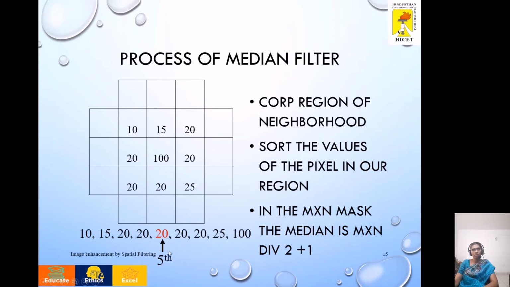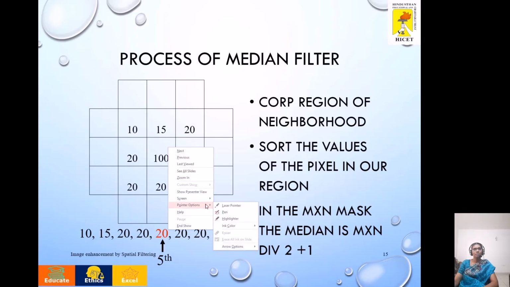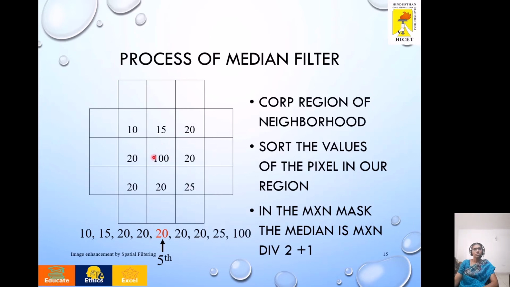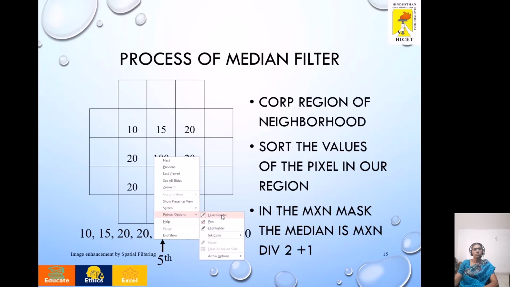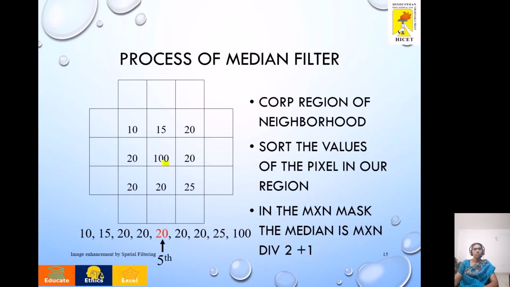After sorting, the median value is taken. Median value is the mid value. So 9 pixels are there, so the mid value is the 5th, and the fifth pixel value is 20. So you have to replace this 100 by 20. If you replace this 100 by 20, we can smoothen the image in a better form. Instead of an abrupt transition from 20 to 100, now 20 to 20 smoothening is performed.